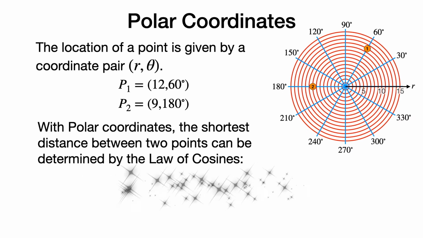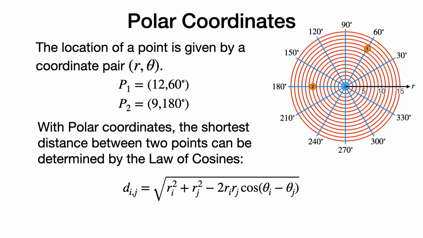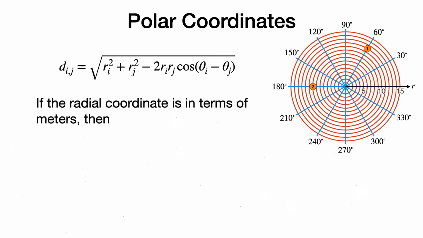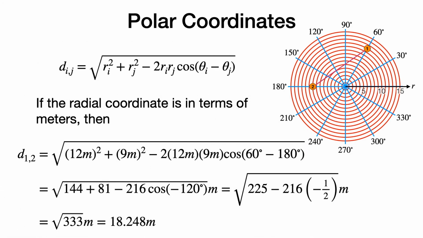With polar coordinates, the shortest distance between 2 points can be determined by the law of cosines, as given below. So, for example, for our 2 points, again, if radial coordinate is measured in meters, then we can just take the radial positions of the 2 points, their angles, plug them into the formula, and simplify to get the result that is shown in the diagram.